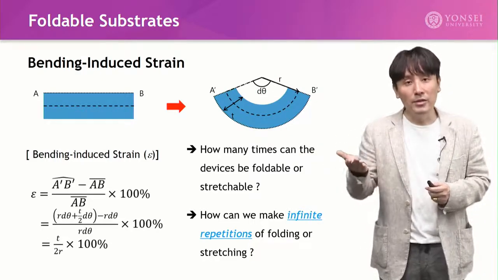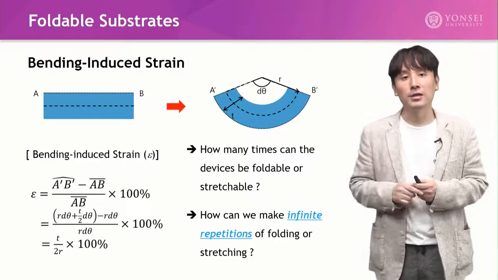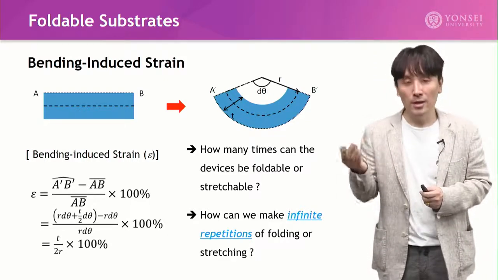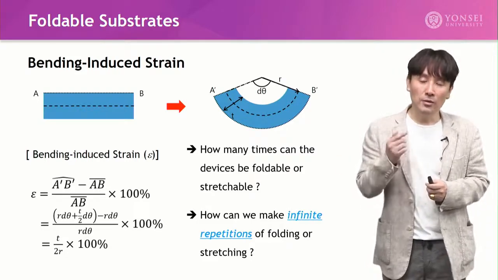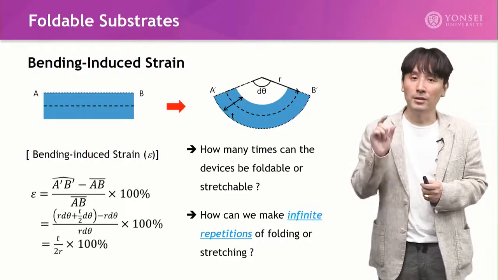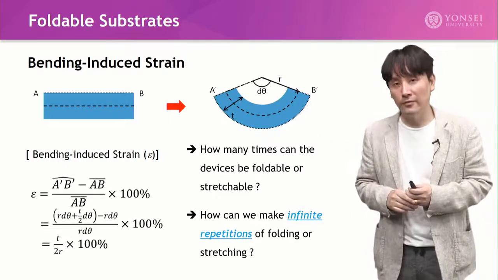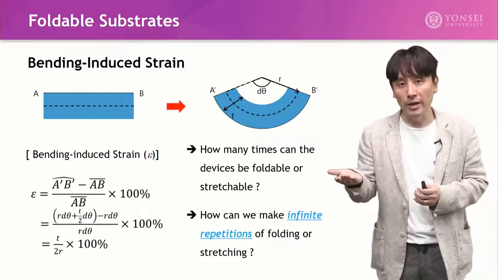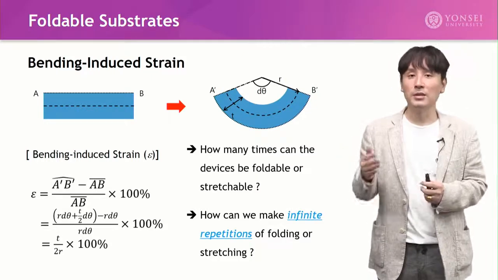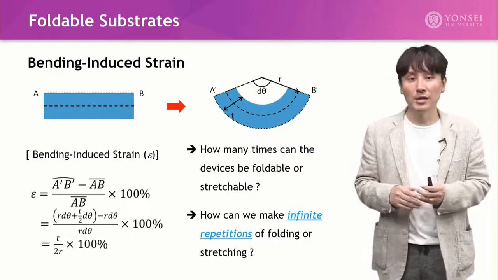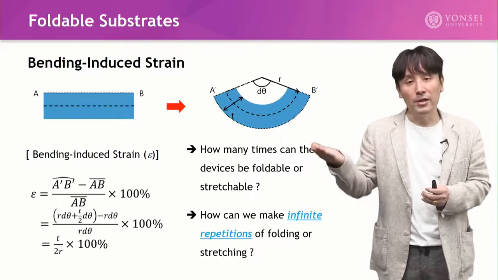In that case, the bending-induced strain can be calculated by this equation. So here, epsilon is the strain, T is the total thickness, and R is the bending radius. Here, the total thickness can be calculated by the sum of the thickness of the plastic film plus the thickness of the optoelectronic devices. Typically, OLED displays have a thickness below just 1 micrometer, but the plastic film is much thicker than the electronic devices. So in that case, total thickness T can be estimated by just the film thickness.